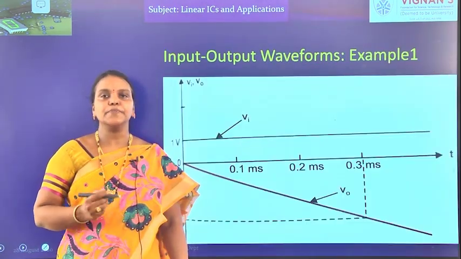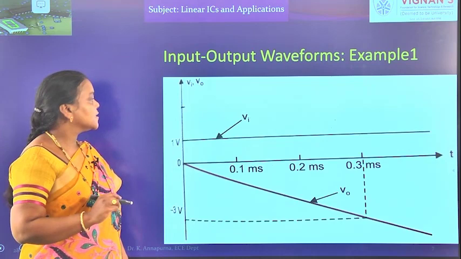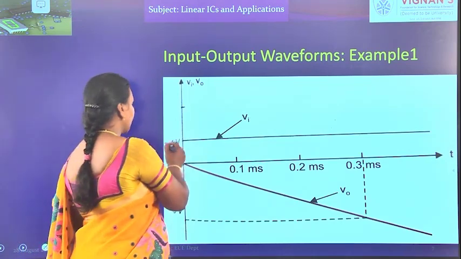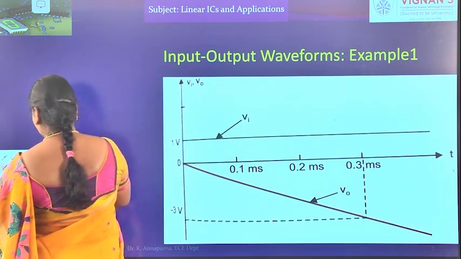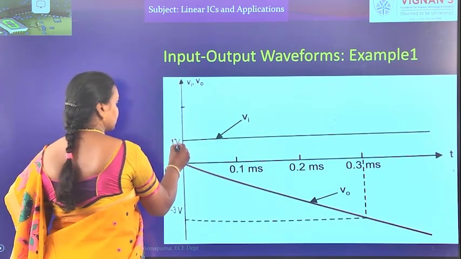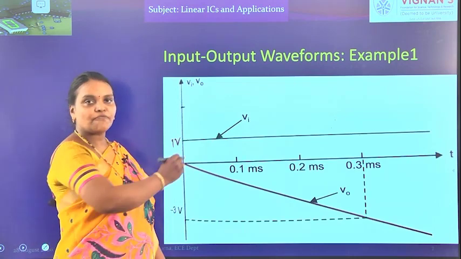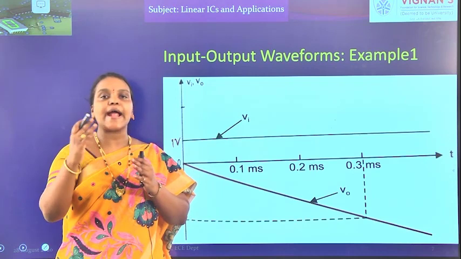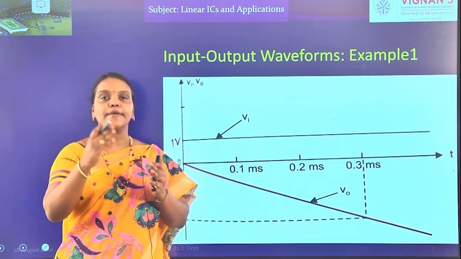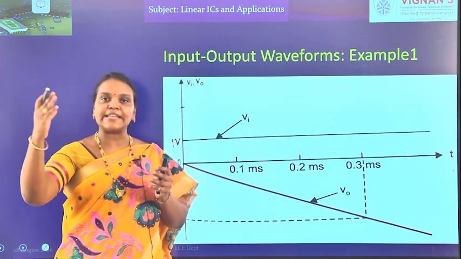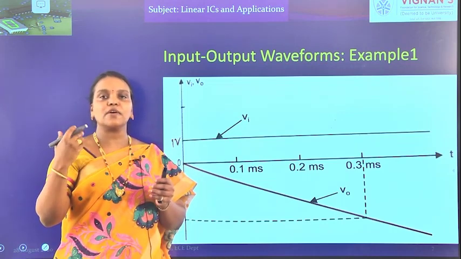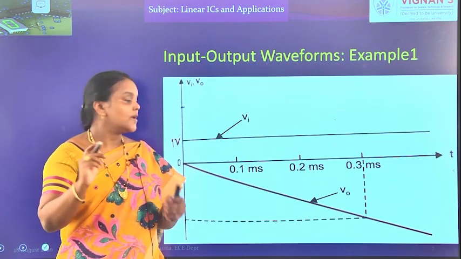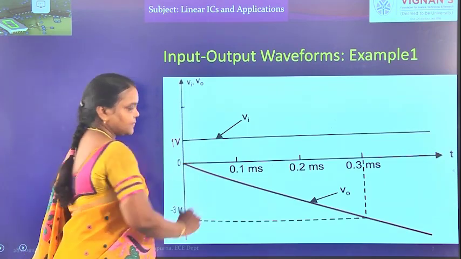Now let us see the input output waveform examples. Suppose the input signal is a DC signal, a constant 1 volt. Integration means addition. Continuously you are adding 1, so what should be the answer? 1, 2, 3, 4 like that, it should be linearly increasing. But because of the negative sign due to the inverting configuration, it is a negative going ramp.